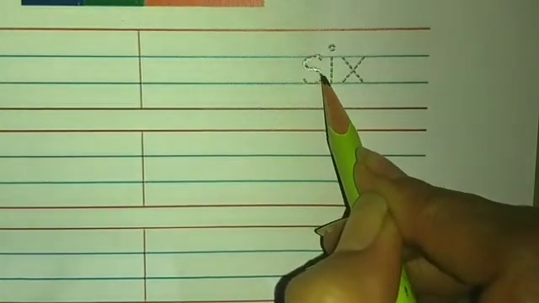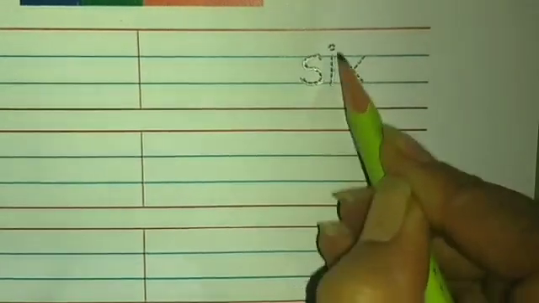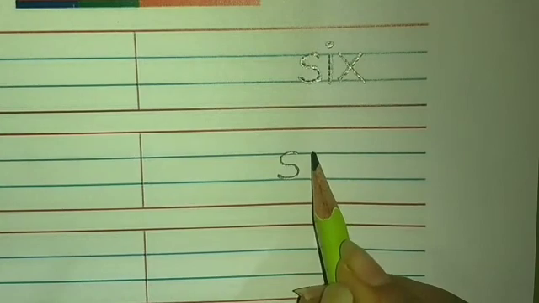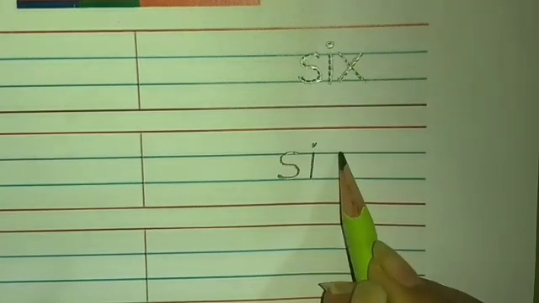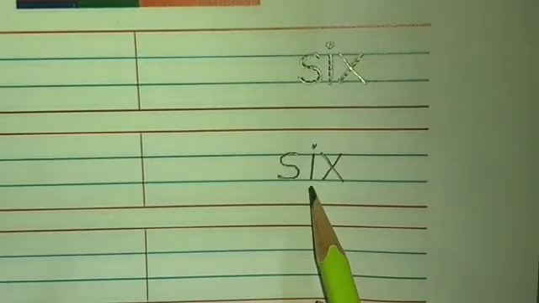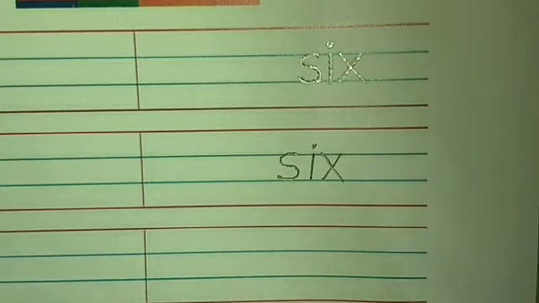And now we will trace number name 6. S, I, X 6. And now we will write number name 6. S, I, X, 6. SIX 6. Which number comes after 6?